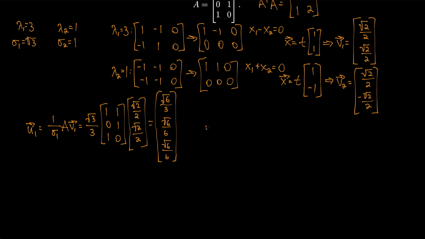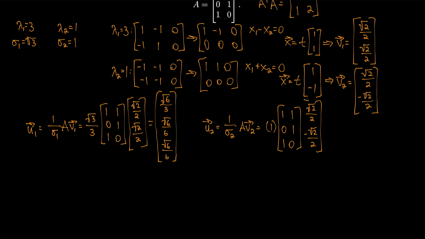Okay, let's get u2 now. We'll do the same thing, except now it's 1 over sigma 2, for the other singular value, times A v2. So 1 over 1 is 1. And then A, again, 1, 1, 0, 1, 1, 0, and we multiply by square root of 2 over 2, minus square root of 2 over 2. So this gives us 0, minus rad 2 over 2, rad 2 over 2.